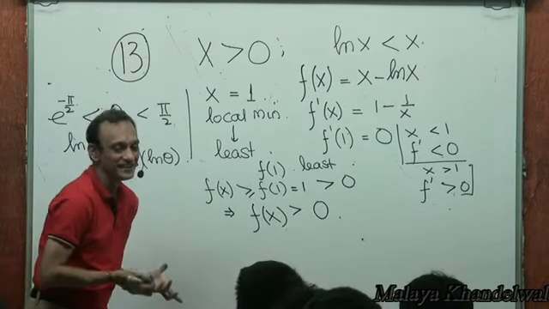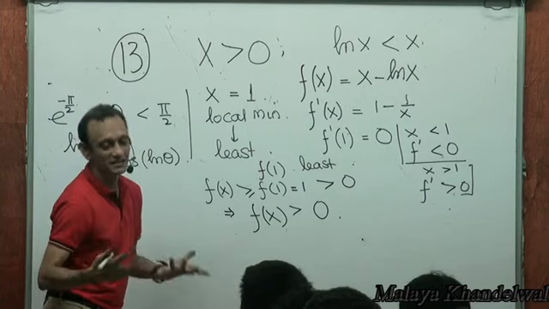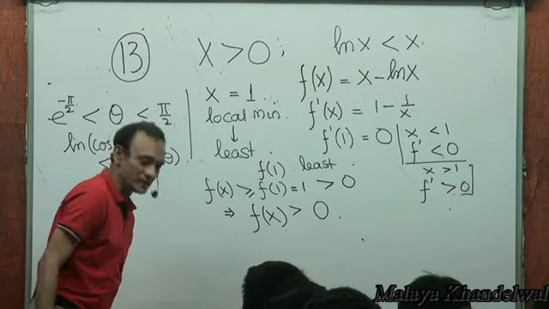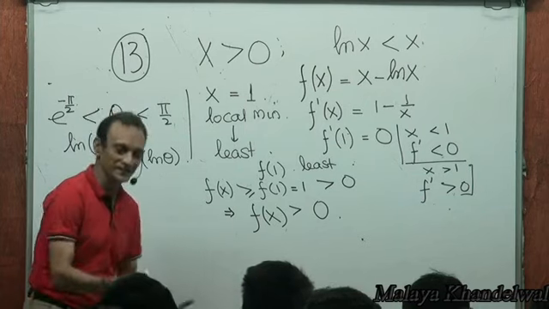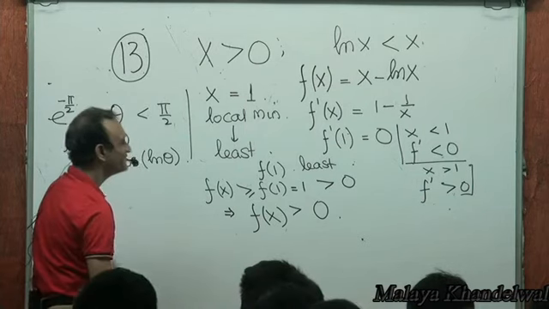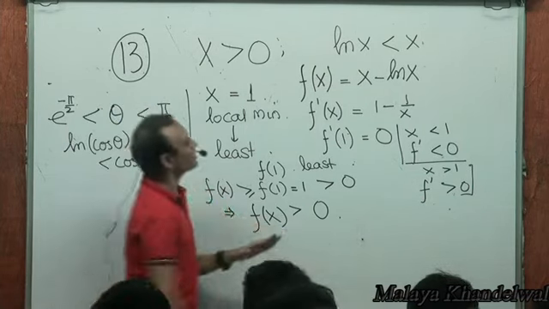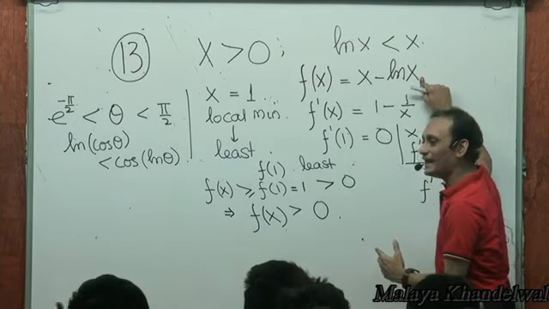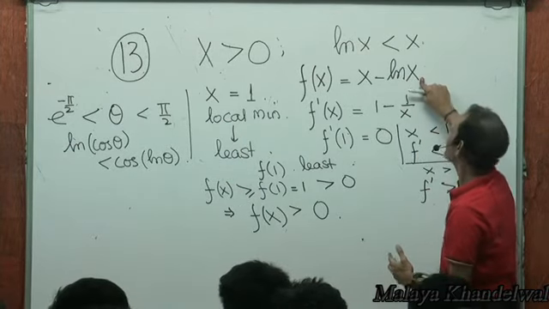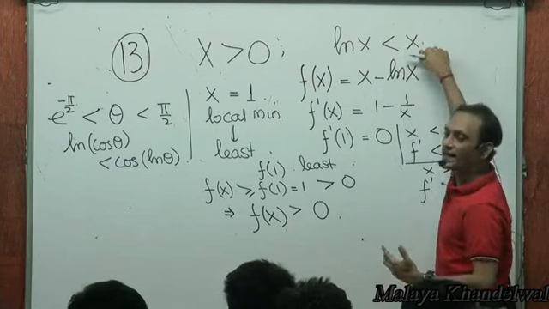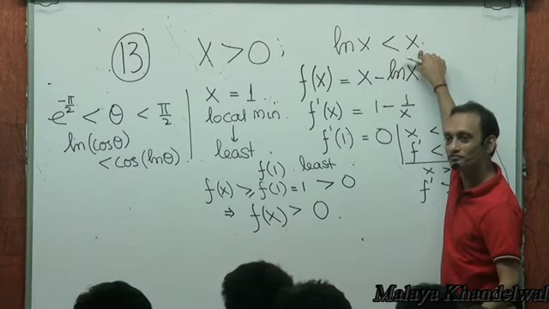Very clearly, yes. If it's greater than x, it'll be greater than 1 plus x also. It'll be greater than 2 plus x also. So fx greater than 0, yes or no? So x greater than ln x, right? So ln x less than x, which is what we set out to prove.